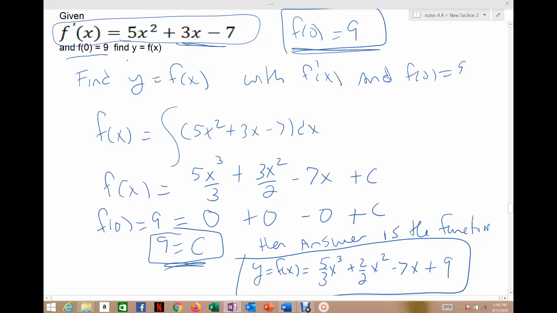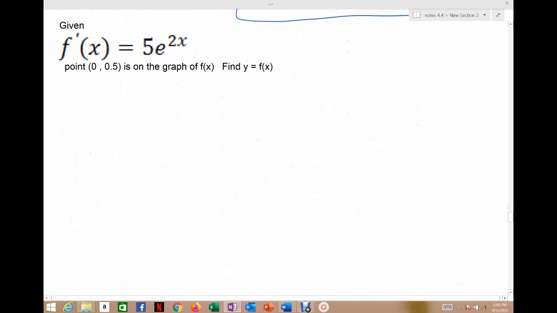It has this derivative. If I take the derivative of this function, I will get 5x squared plus 3x minus 7. And when I plug 0 in, I'll get 9 out, and that's unique. It's the only function that has those two properties. Alright, so let's do another example.